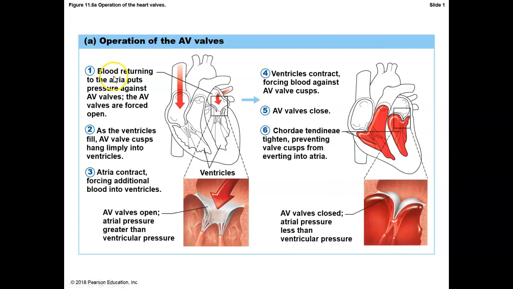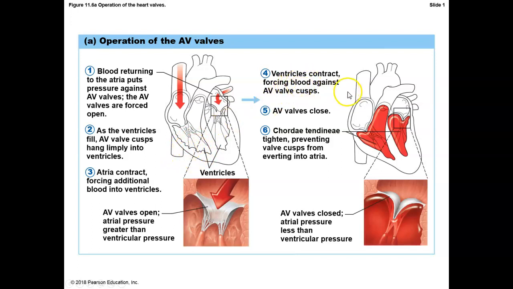So here you have blood coming in to the right atrium and the left atrium. As blood comes in, it pushes on the AV valves and they open until blood fills in the atria and starts moving into the ventricles. So the ventricles start to fill slowly, but then the atria contract, forcing more blood into the ventricles, and this puts pressure on those ventricles.